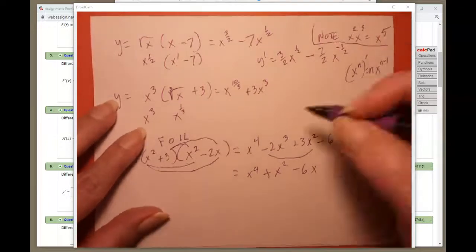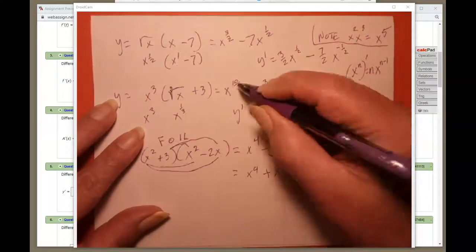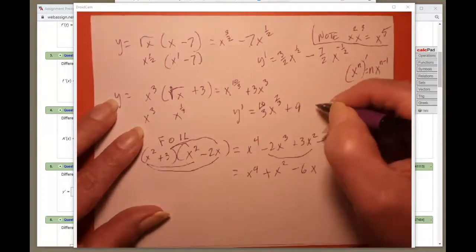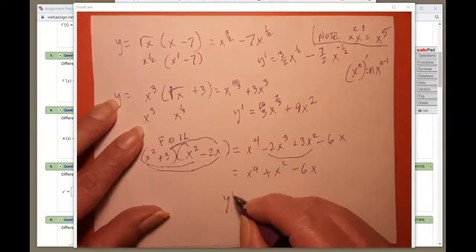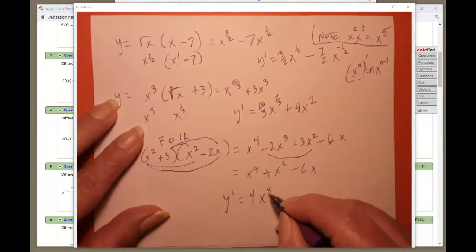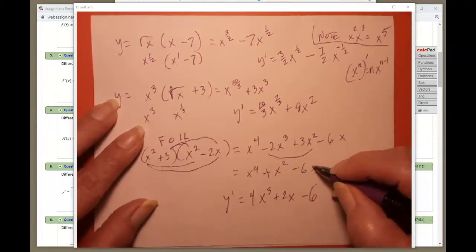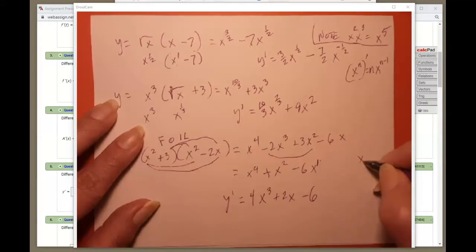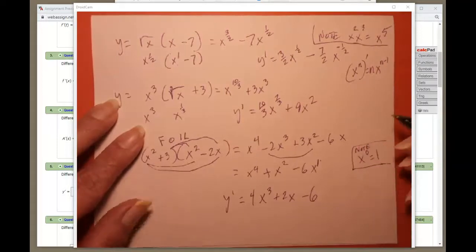Make it automatic. For this one, y prime would be 10/3 x to the 10 minus 3, which gives me 7/3. Plus 3 times 3 is 9, x to the 3 minus 1 gives me 2. And the last one here, y prime is equal to 4x to the third plus 2x minus 6. And you can think of this as minus 6 times 1. This is the first power, 1 times 6, so negative 6. x to the 1 minus 0 is x to the 0. And note that x to the 0 is equal to 1. So we're done with those derivatives.